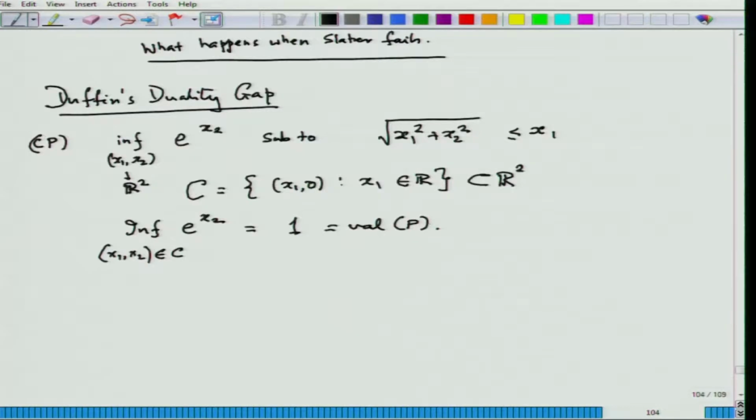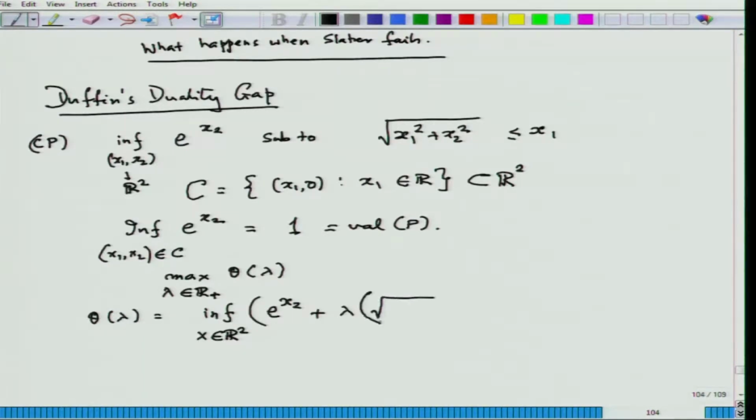So, what about the dual problem? The dual problem is max of theta lambda, with lambda an element of, in this case I have one constraint, so it is R plus. Here m is actually 1. Now, this will be something very simple. Observe that I can write theta lambda as the inf over x in R2 of the Lagrangian L. This minus this is less than or equal to 0. So this is my theta lambda.